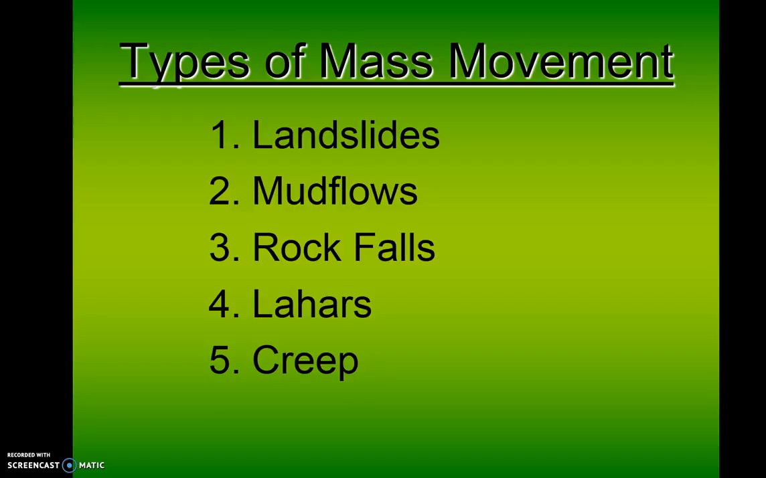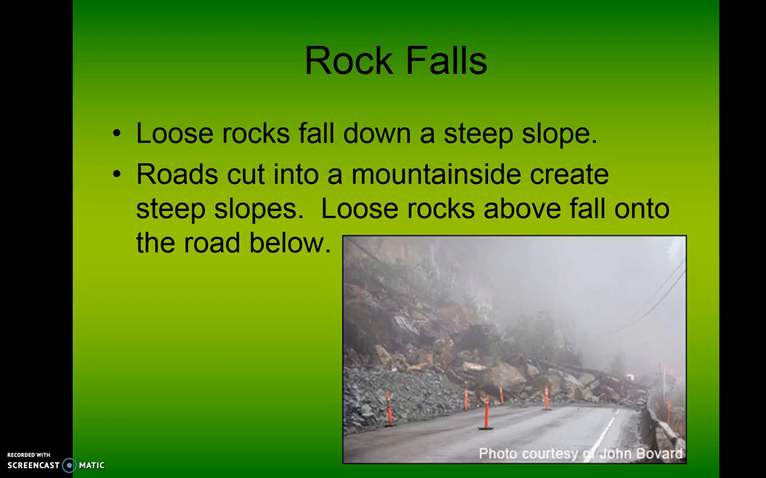All right, types of mass movement. We're going to look at landslides, mud flows, rock falls, lahars, and creep. So these are the 5 ones that you're going to have to know for your test. All right, starting with rock falls. It's basically a rock slide. It's just a fancy name for the rock slide.